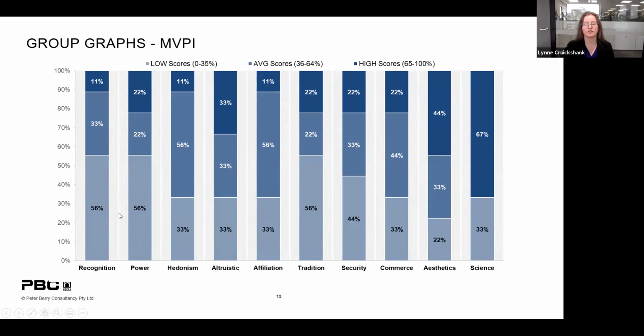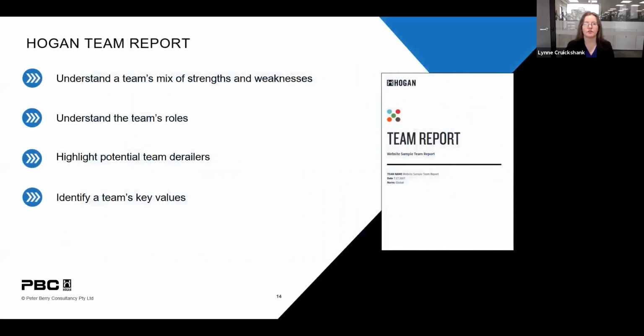So, useful to think about, all right, what are the implications for this team if the majority of them are low power? For example, if this was a senior executive team and the majority are low power, what does that mean in terms of who's driving that high performance and that productivity and that achievement piece coming through there? Who's stepping in and sticking up to ensure that others are being motivated and driven and held accountable to achieving those outcomes as well. So that is going through the group graphs.